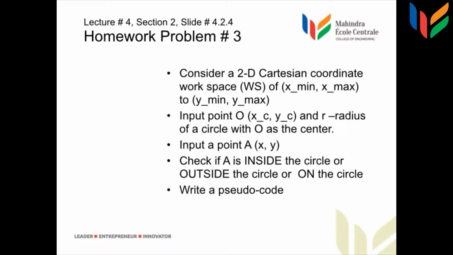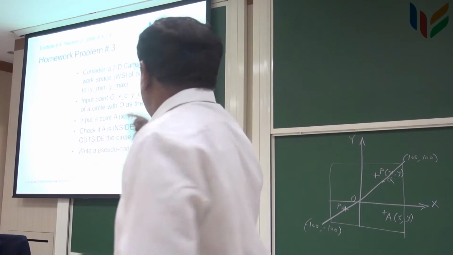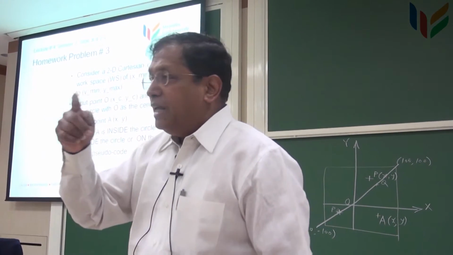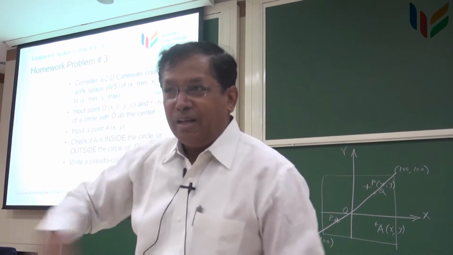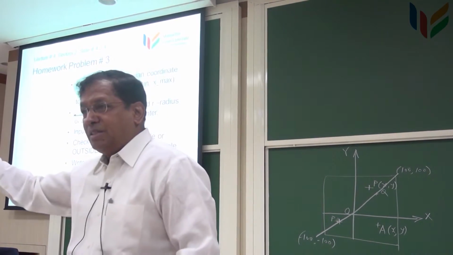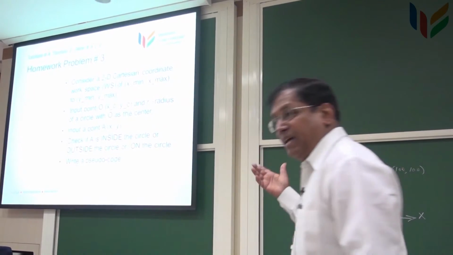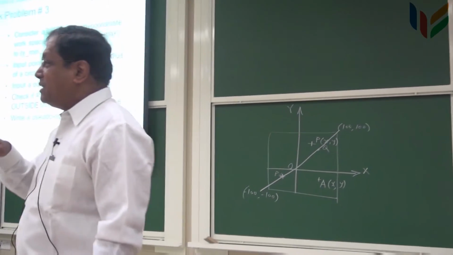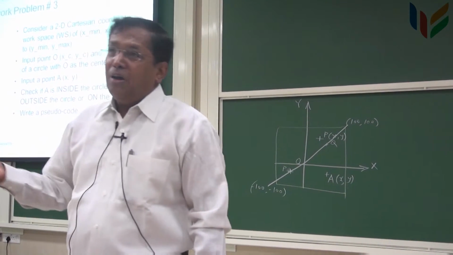Now let us go ahead and make it simpler. As I have said, and also explained in the class, if I give you a center (xc, yc), and I give R as the radius, and draw a circle, and then I have got a point, let us say the point here is A (x, y).